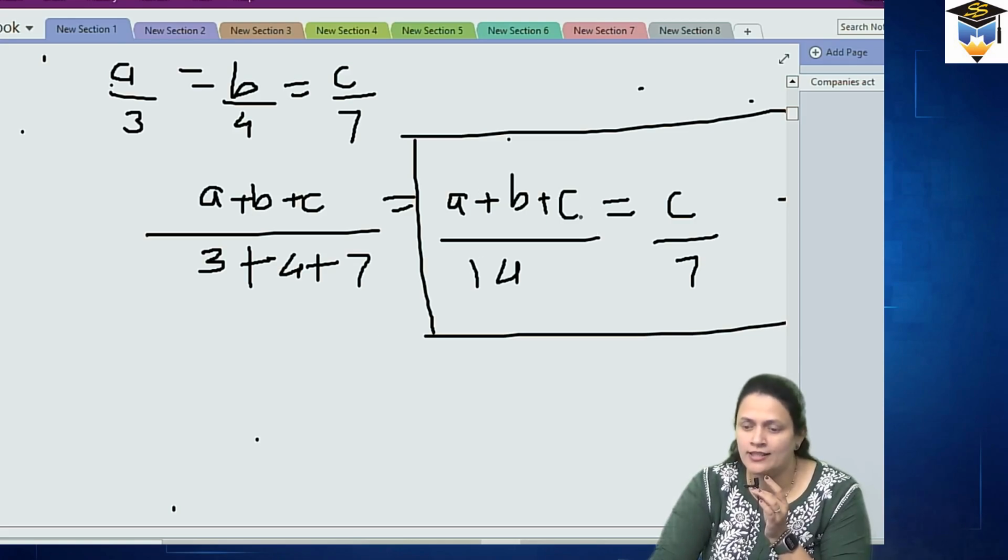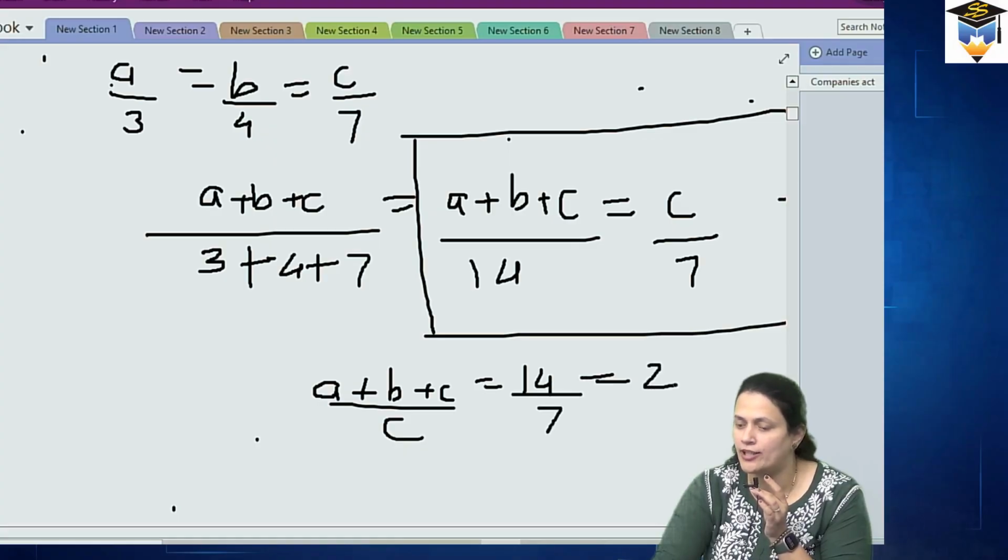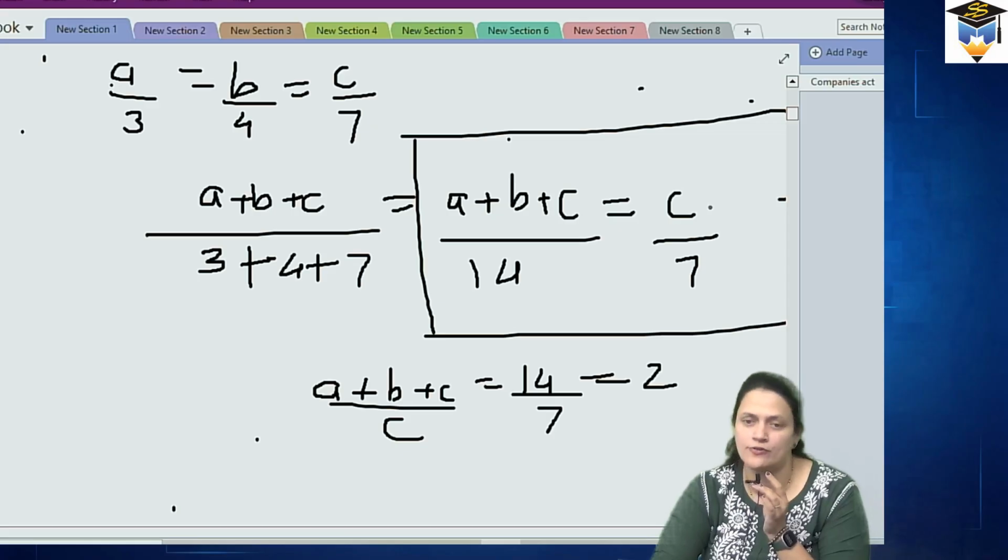So now here in this case, you have to again, by alternando, you can change this to A plus B plus C upon C. That comes out to be equal to 14 upon 7. That is equal to 2. By alternando property. You have altered this, you have taken this here, and this you have transferred over here. Alternando. You can alternate.